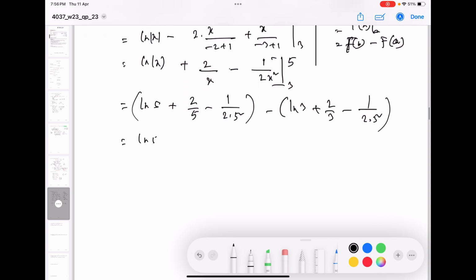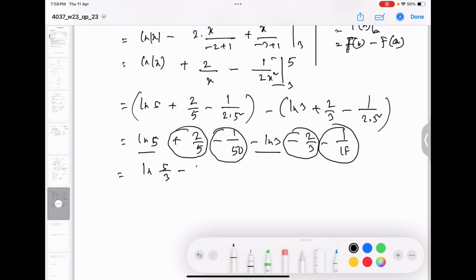ln 5 plus 2 by 5 minus 1 by 50, then minus ln 3 plus 2 by 3 minus 1 by 18, which gives 52 divided by 225. This sign will be plus, since before there is a minus sign. So this is the final answer for this question.